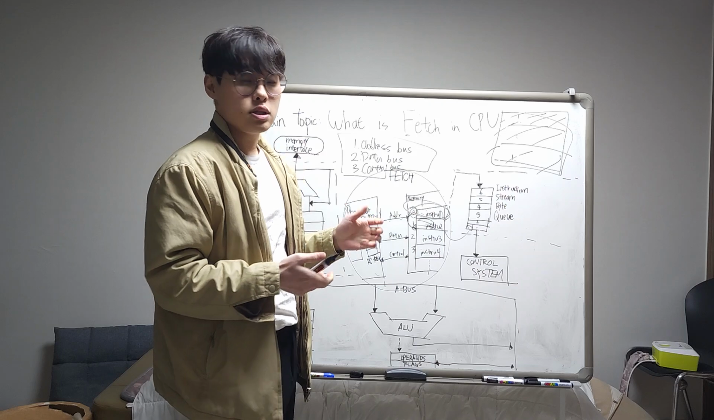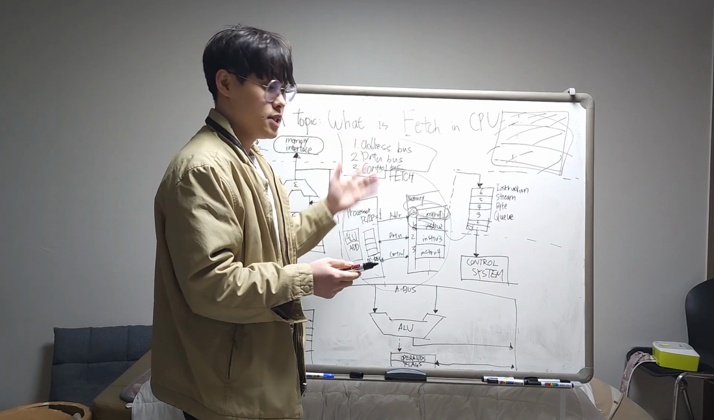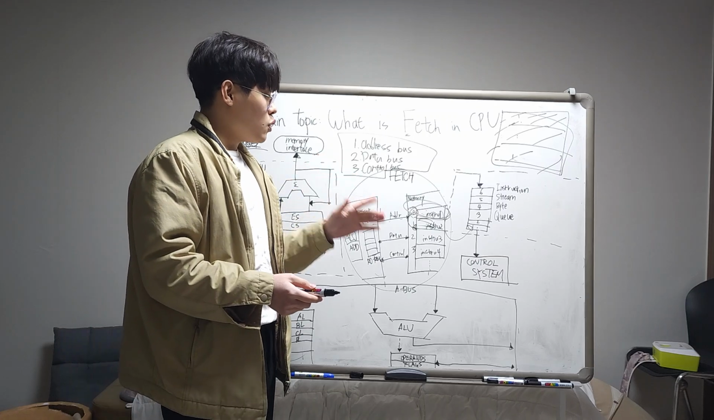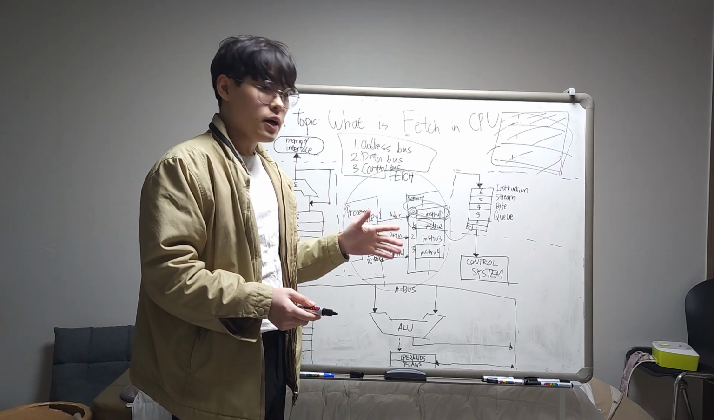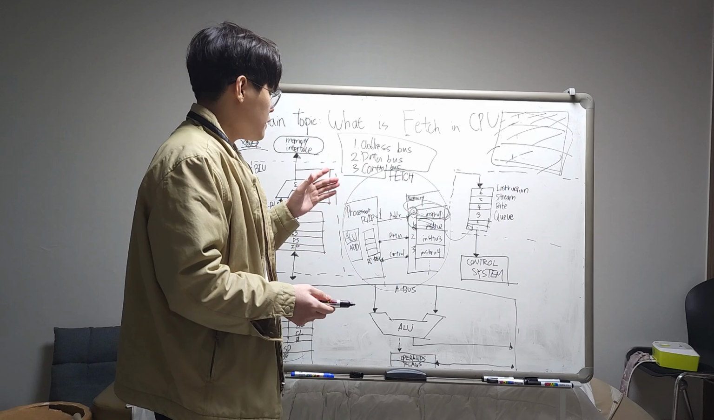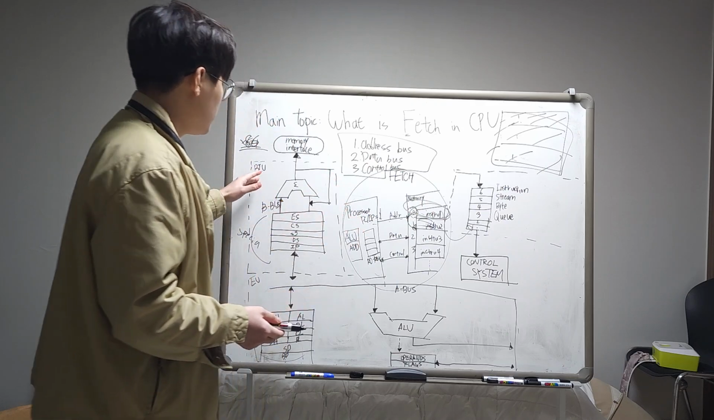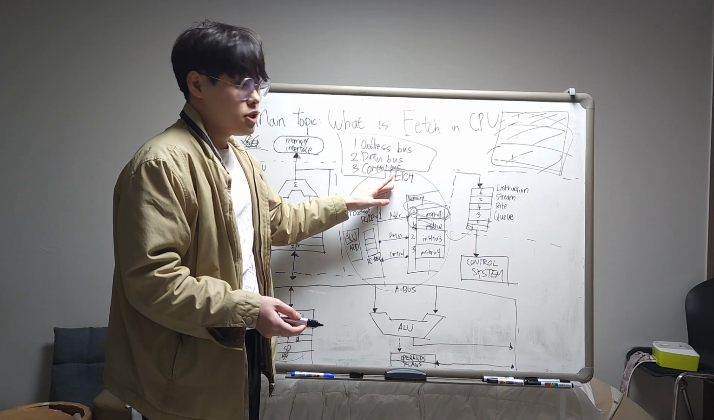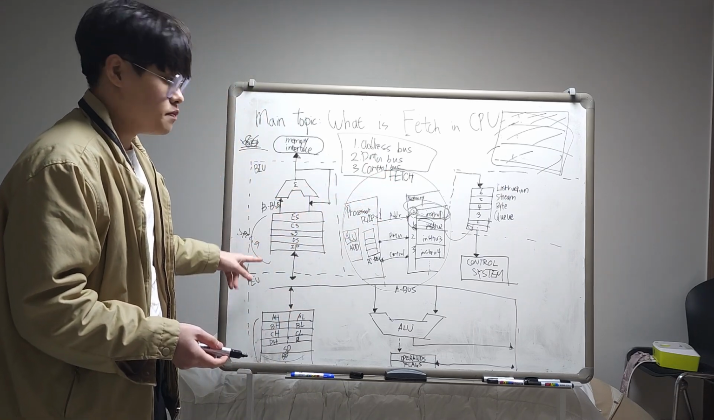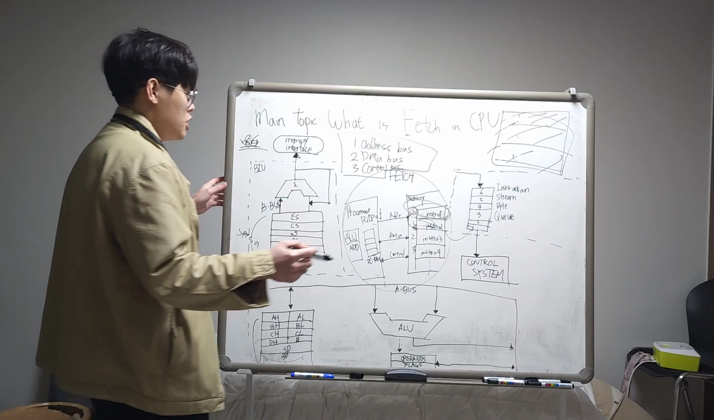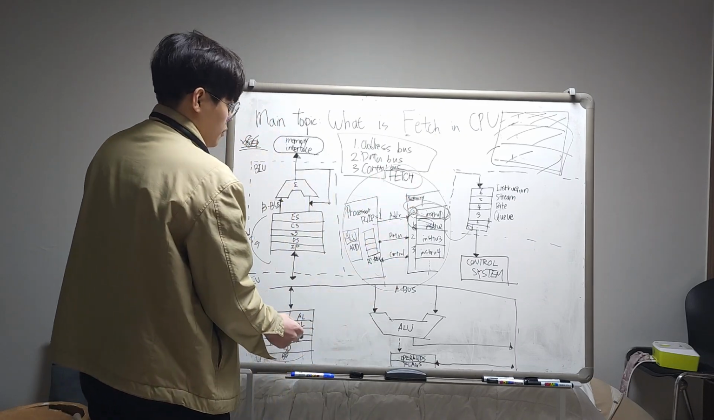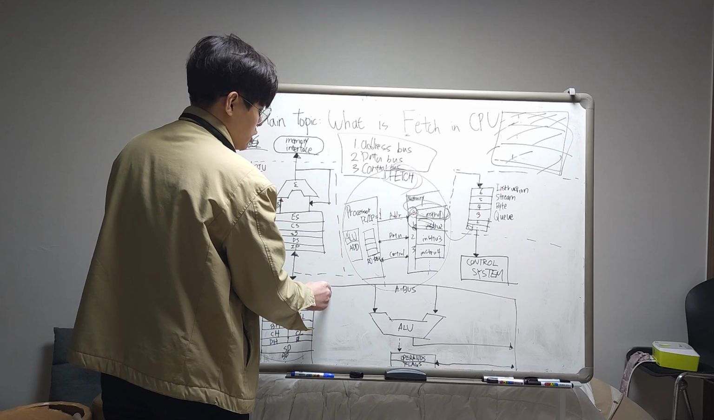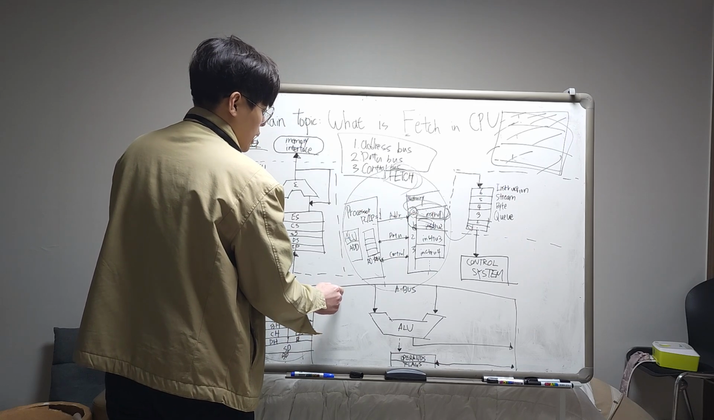That is really hard work: fetch, decode, execute, fetch, decode, execute. While the EU is doing the decode and execute, the BIU will be doing the fetch at the same time. What I mean is, while it's doing the fetch, the EU is doing the decode and execute.